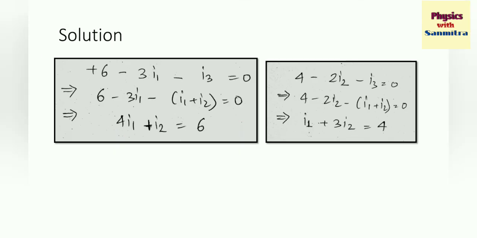So exactly we have done the same thing here. 6 minus 3i1 minus i3 is equal to 0. I have written i3 as i1 plus i2, because KCL at that point gives i1 plus i2 is equal to i3. After rearranging, minus 3i1 minus i1, that is 4i1, minus i2, and taking the whole term to this side, 4i1 plus i2 is 6.